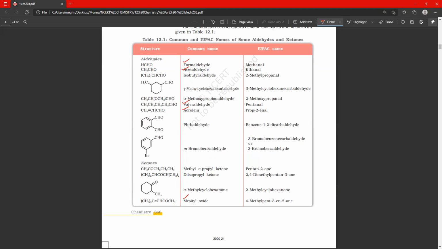Formaldehyde, acetaldehyde, very easy. Only you have to remember acetophenone, benzophenone, and along with those, valeraldehyde, which is basically pentanal, acrolein, prop-2-en-1-al, and acetyl oxide, 4-methylpent-3-en-2-one. These three are very, very important. So this is all about the IUPAC naming.